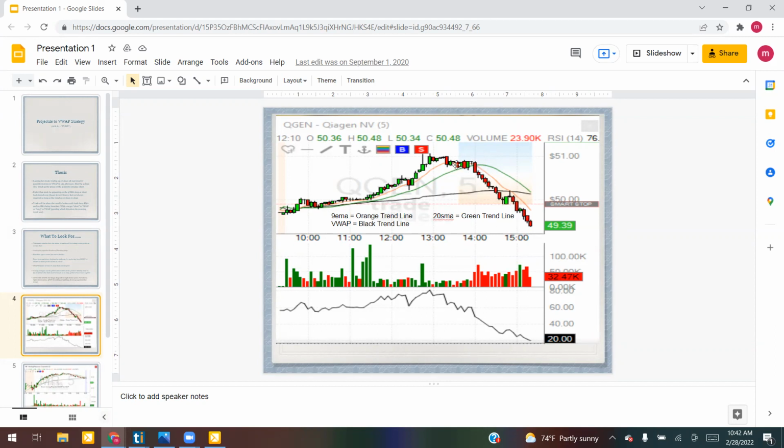It also had a cross here, which we'll talk about later. So do you understand what the pattern looks like and what triggers it? What triggers it is price dropping below the 9 EMA, the 20 SMA, and the SPY going in your direction.